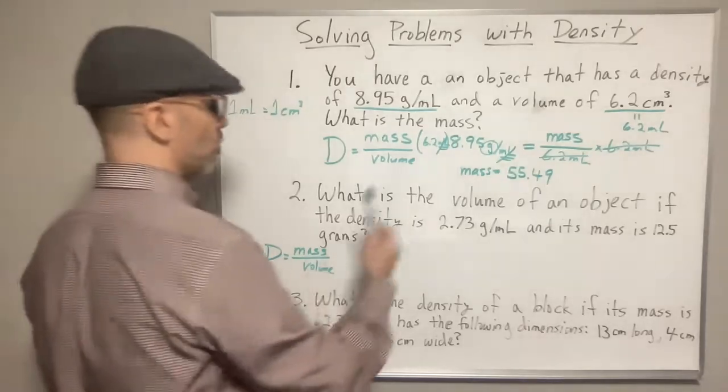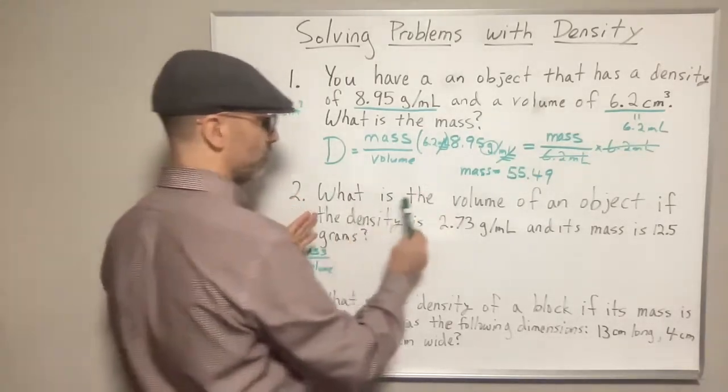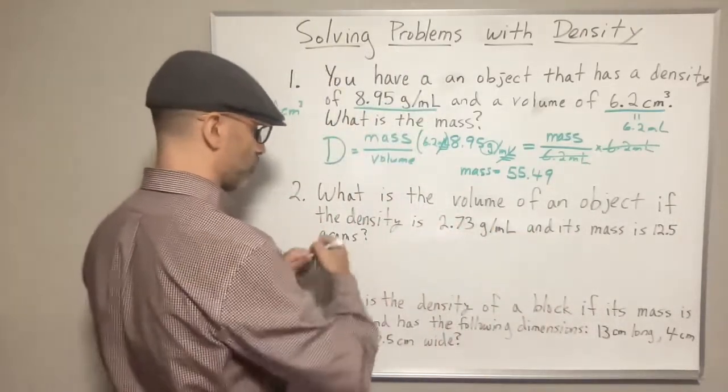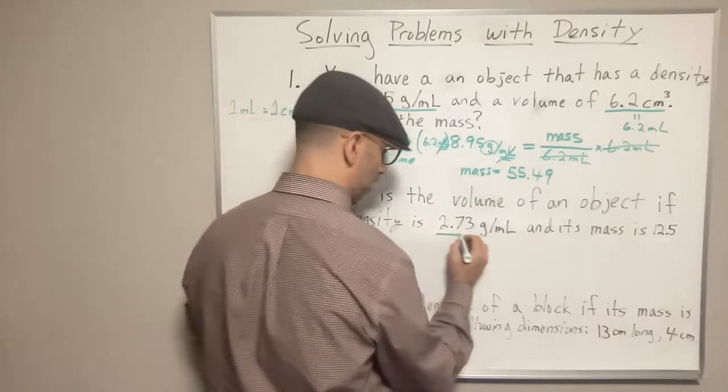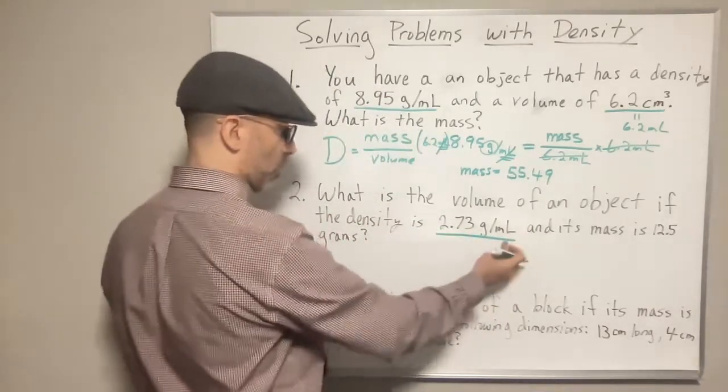So it's asking what is the volume of an object if the density is, so they're giving us density. Again, we've got density 2.73 grams per 1 milliliter.